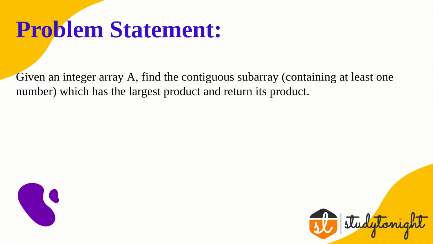So the problem statement is we are given an integer array A and we need to find the contiguous subarray containing at least one number which has the largest product and return this product. The array can contain negative as well as positive elements, and we need to return the largest product that we can get from this array, and we need to make sure that it contains at least one number. So the product should be of at least one number, and this is the overall problem statement.